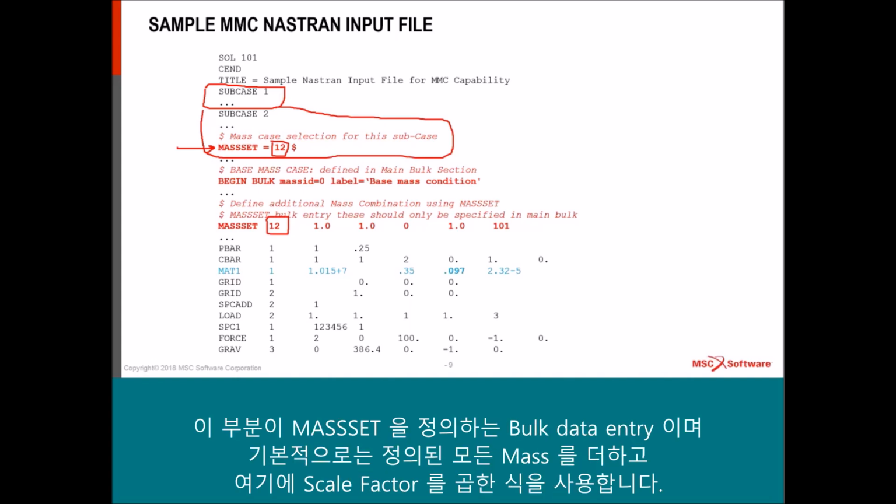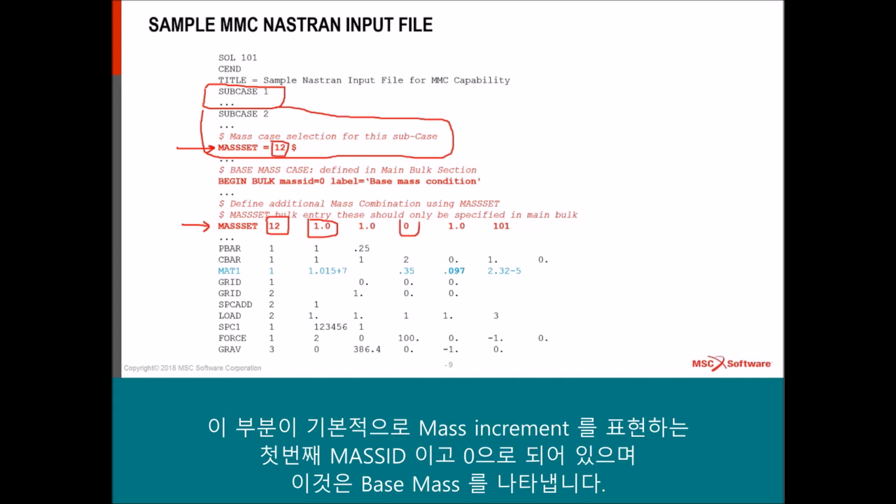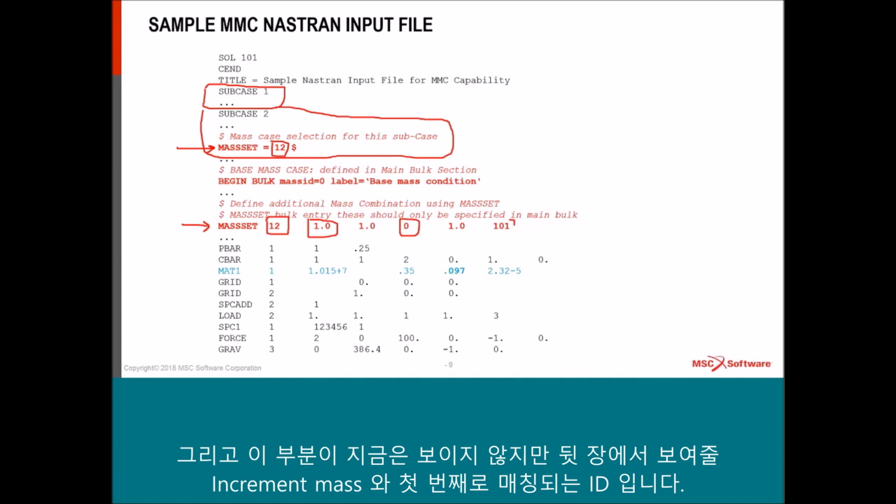So here again is the MASSSET bulk data entry that is basically the equation that sums up together all the mass increments and multiplies it by this overall scale factor, et cetera. I'm going to go over this a little bit more. I think I'm going to be repetitive, but it bears repetition here. So here is basically the first ID of the first mass increment, since we're actually specifying 0. This is the base mass condition. And here, this is the first mass increment, which I'm going to show you on the next page, which you don't see right now.